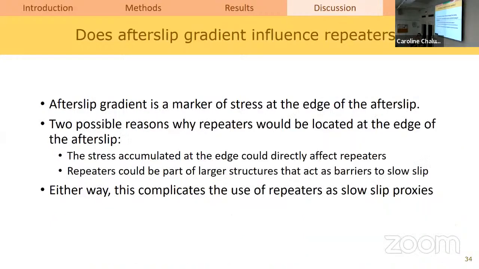So with that said, we're not really sure why repeaters would cluster where the afterslip gradient is high. What we do know is that the afterslip gradient is a marker of the edge of the afterslip, and so it's also a marker of stress. There are really a couple of possibilities. One is that the stress at the edge of the afterslip could be directly influencing the repeaters. The other possibility is that the repeaters could be part of larger structures that act as barriers to aseismic slip and could prevent the expansion of the afterslip. Either way, this complicates the little cartoon that I showed you at the beginning of repeaters embedded within larger creeping zones, and it complicates their use as a proxy for the afterslip and for the slow slip.